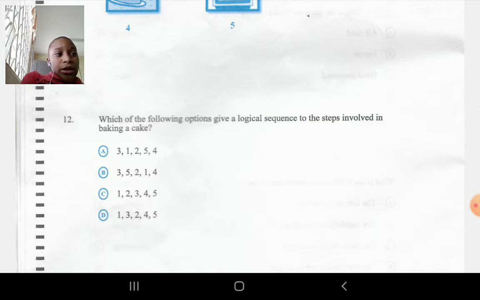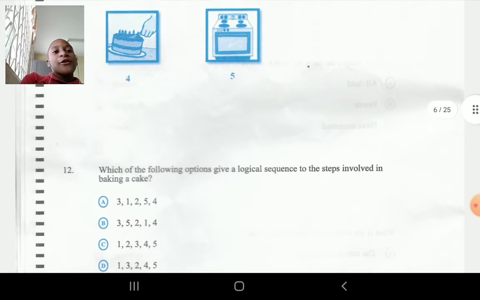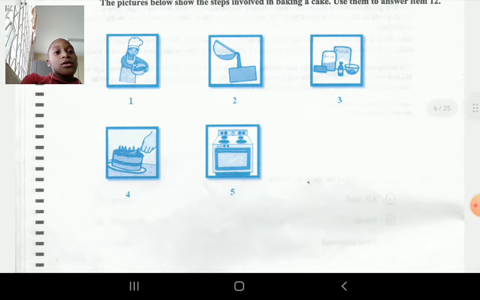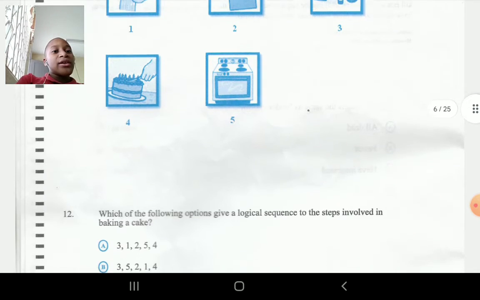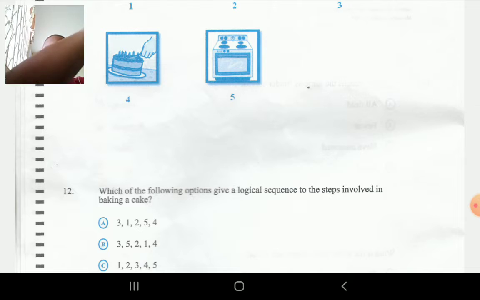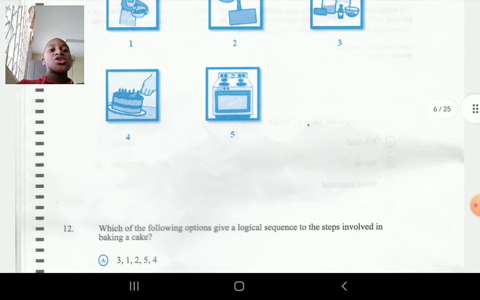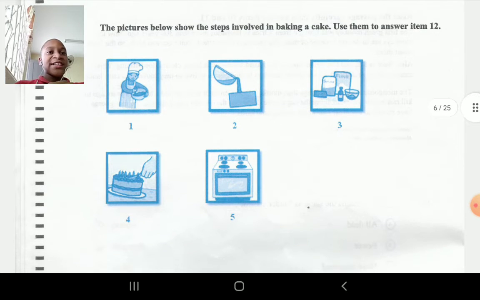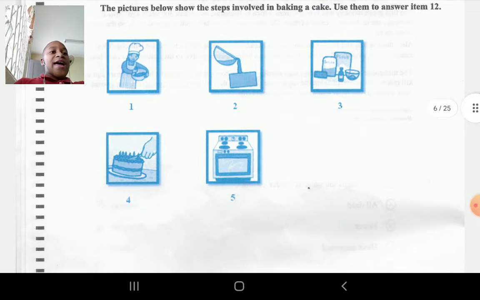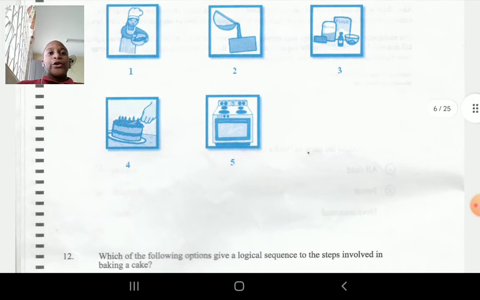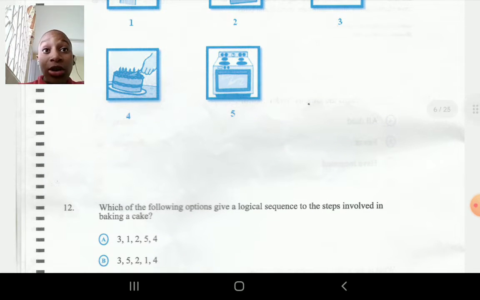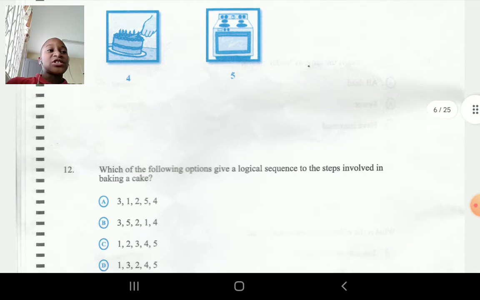Let's continue. So that means 5. Wait a minute, it couldn't be B, because 5 is next, and you couldn't have the ingredients, then put it in the oven. That doesn't form the cake. You need to mix it first. So the answer would be A. First the ingredients, second the mixing, then the pouring into the batter, and then the 5, and then the 4 to make a perfect logical sequence. Good job. So, let's continue.